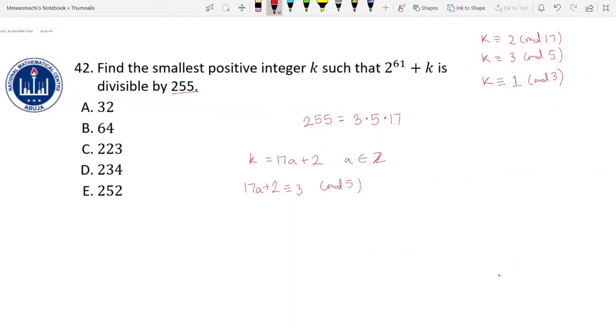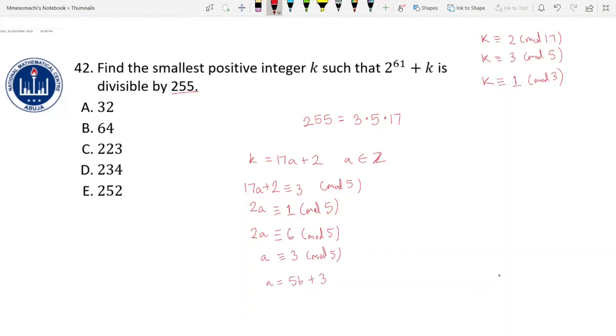So what does this imply? This 17 is congruent to 2 mod 5, so we can put 2a there. And then the 2 goes to the other side and we have 1. We can add 5 to this side so that we can divide by 2, because 2 is relatively prime to 5, so we don't have any problems dividing. So this is the same as 6 mod 5, and then a is congruent to 3 mod 5. So we can say a is equal to 5b plus 3.